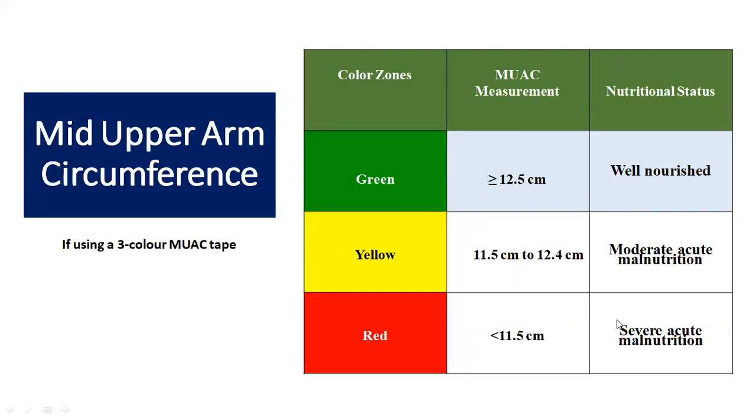If the child's value is more than or equal to 12.5 centimeters, he falls into the green zone. It means well nourished. And if it is between 11.5 to 12.4 centimeters, the child is having moderate acute malnutrition, which one can see falls into the yellow zone. Red zone indicates severe acute malnutrition, where the MUAC is less than 11.5 centimeters.